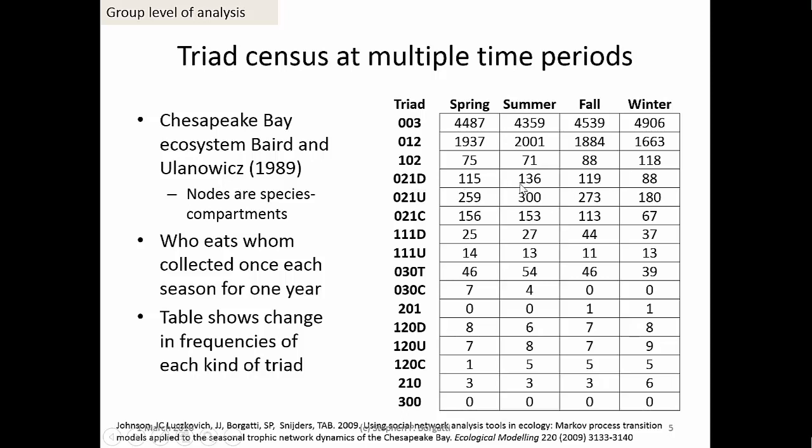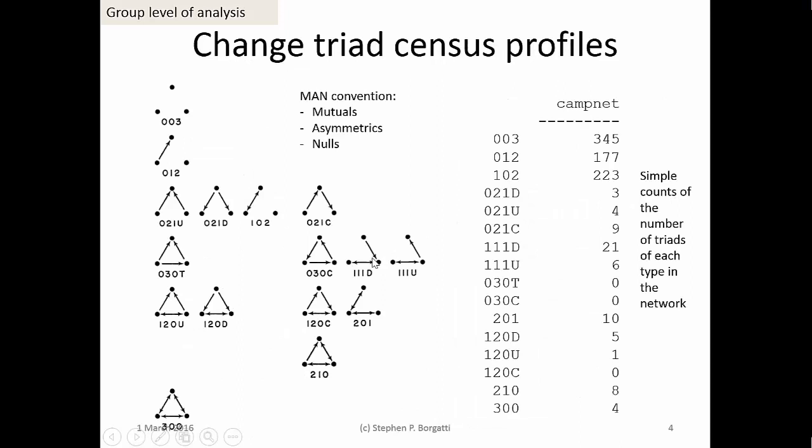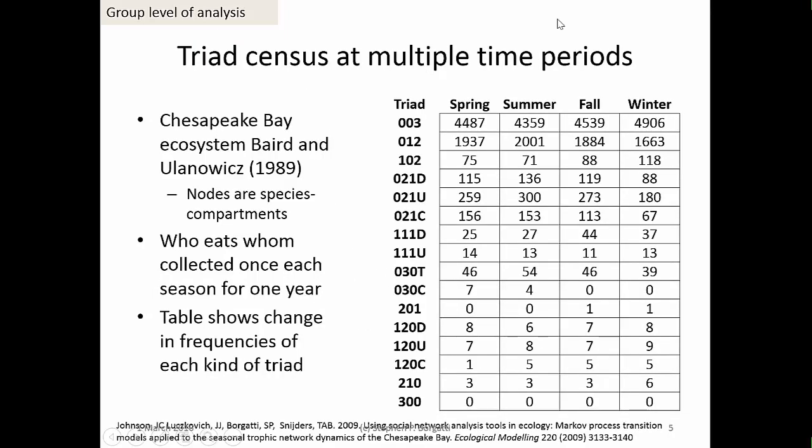021D has the opposite pattern. It goes down as we go towards winter. What is the 021D? That's this pattern. That's a species that is eating these 2 prey species here. Now, it's hard to quite get the pattern. Oh, here's another one that's declining over time, 021C. One way to understand this is to represent this visually.